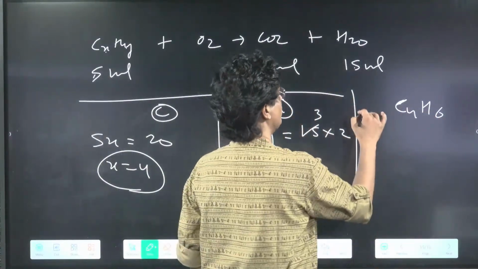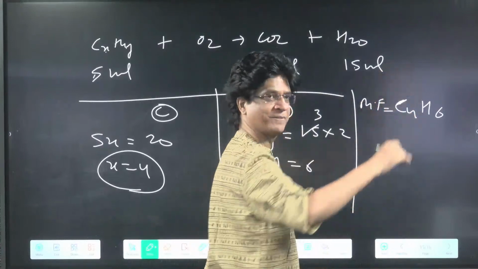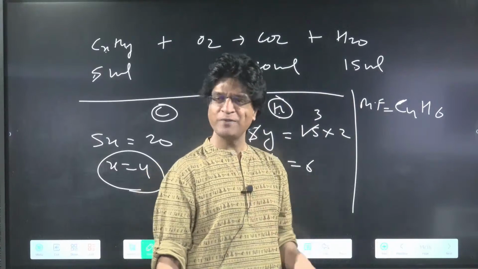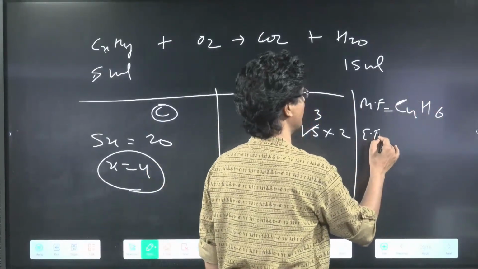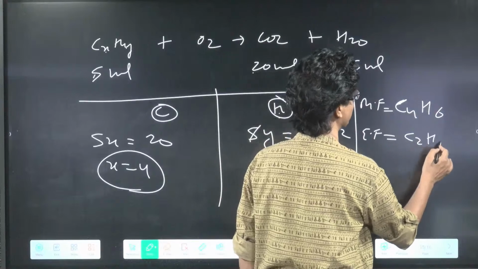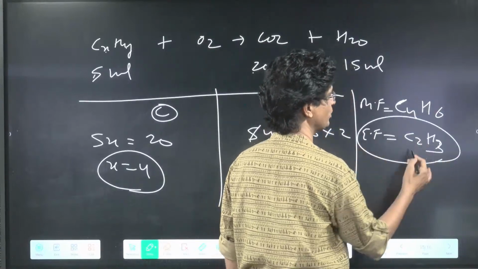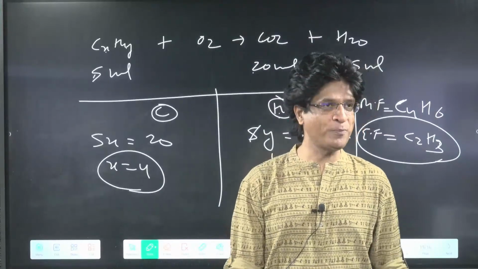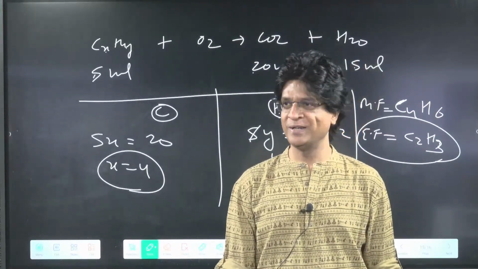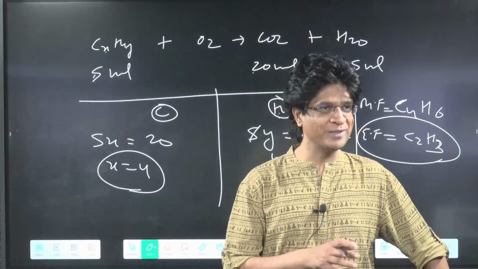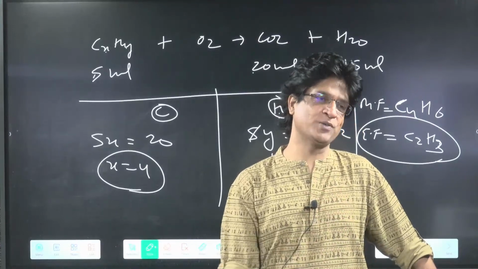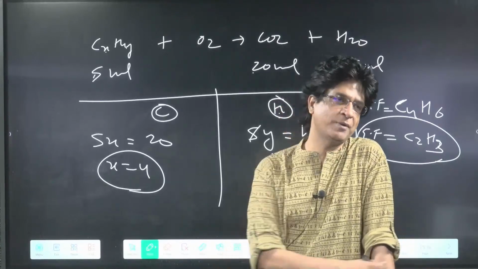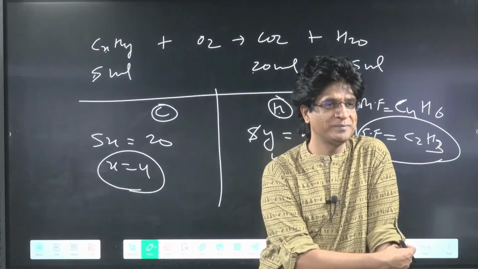But this is the molecular formula. This is not the empirical formula. Empirical formula will be the simplest one. So the empirical formula will be C2H3. The first option in this question is C4H6. So I'm telling you, don't stop at mathematics. Complete the question by chemistry. Some people stop at mathematics. Are you getting it? Yes or no?